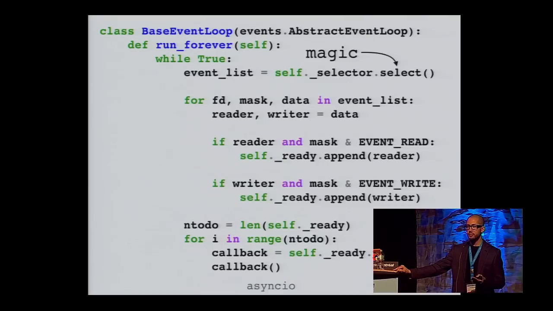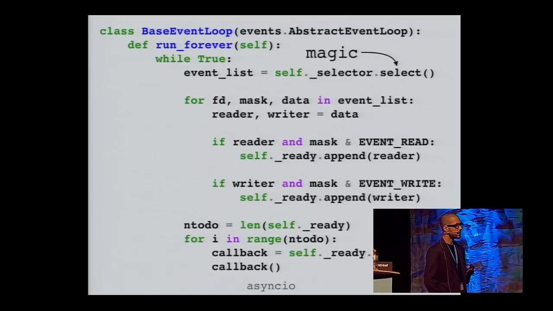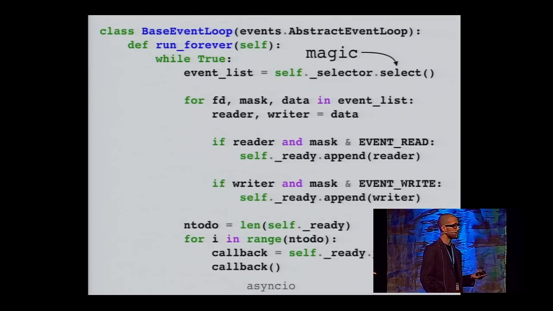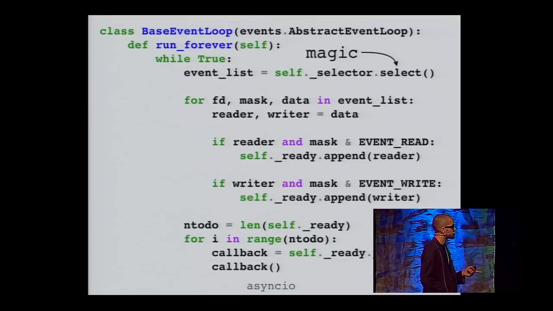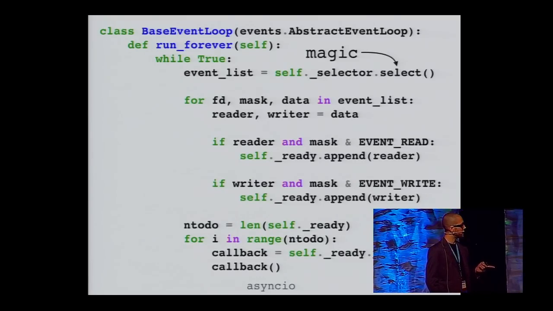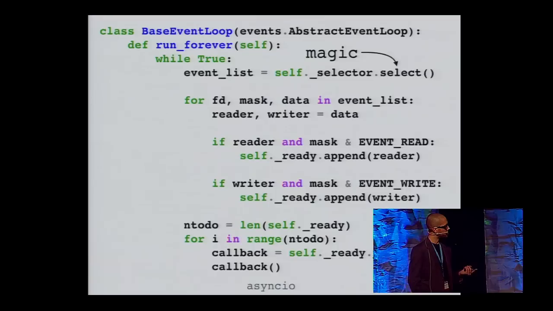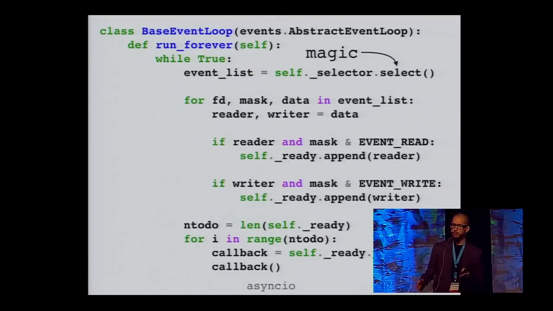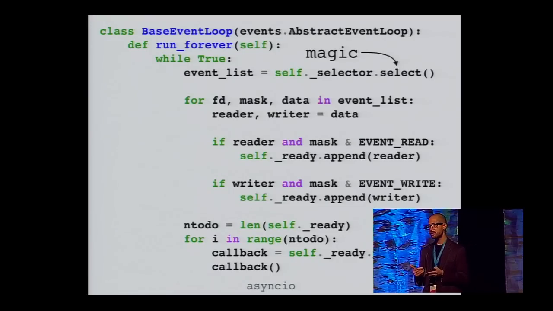And then we do the same for the write bit. We check if the write bit is set on the event mask, and if the write callback is not None, and if those two things are true, then we add it to the ready queue. Once we've processed the whole list of events this way, we have a ready queue full of pending runnable callbacks. So then there's this sort of funny and not very Pythonic looking loop at the bottom there where we check the length of the ready queue, and then we pop callbacks off of the ready queue and execute them.